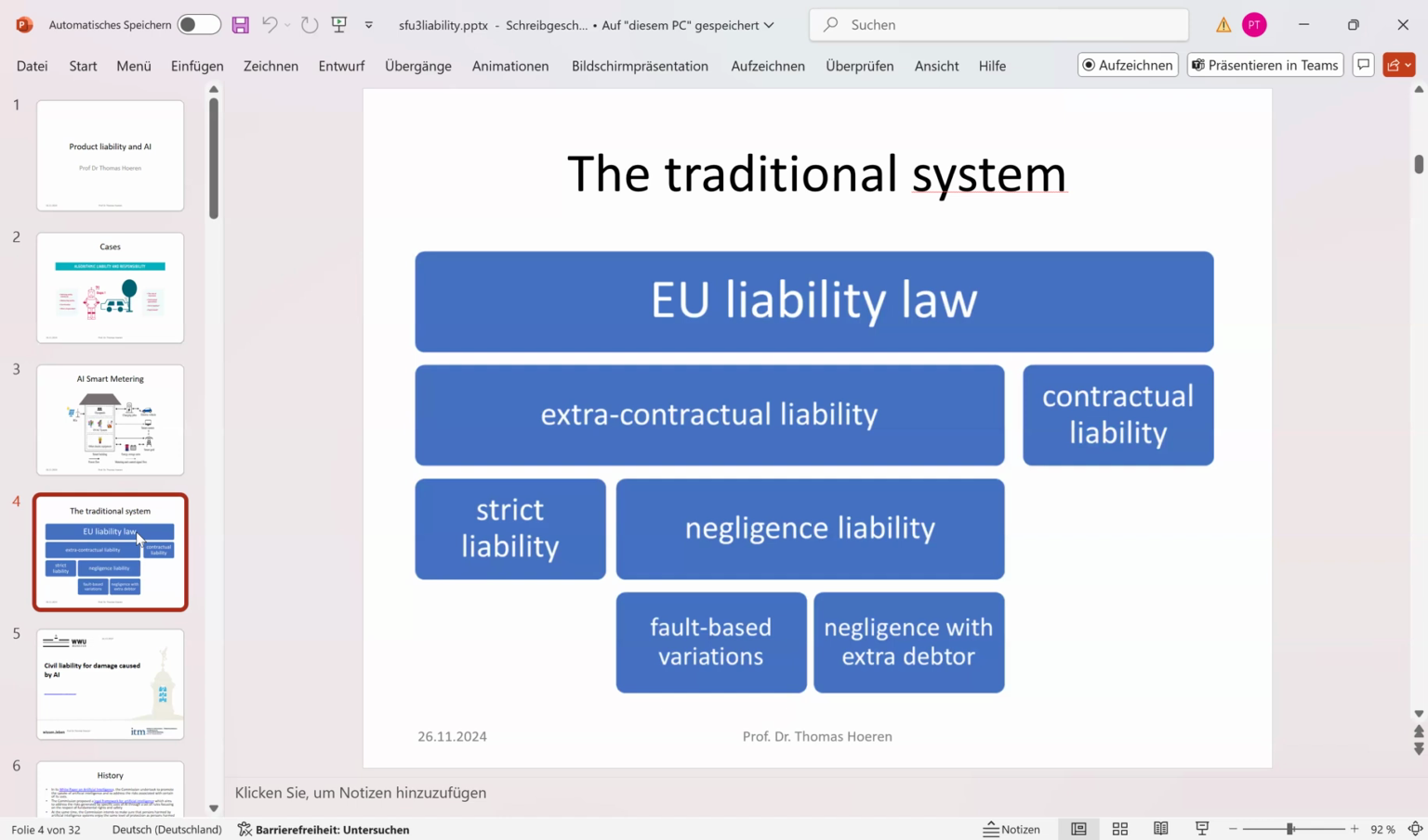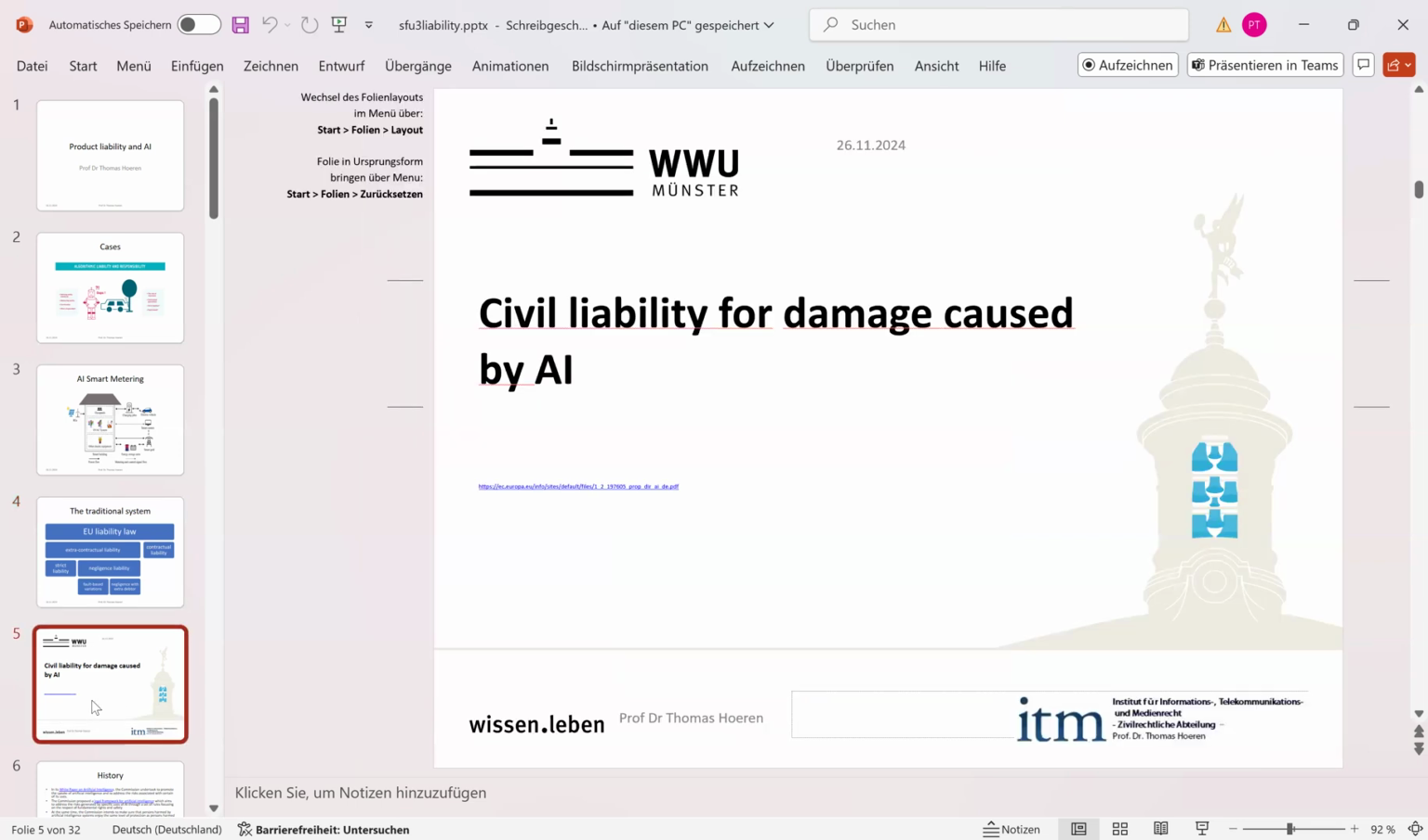Negligence liability and liability for negligence. The negligence might either be fault-based or might be especially regulated negligence with extra data. Apart from negligence, we have strict liability. That is a typical system in Europe.